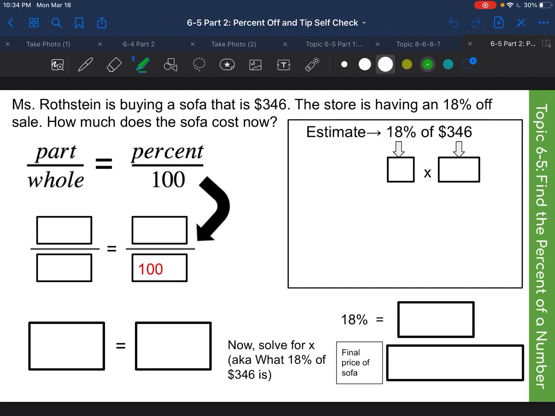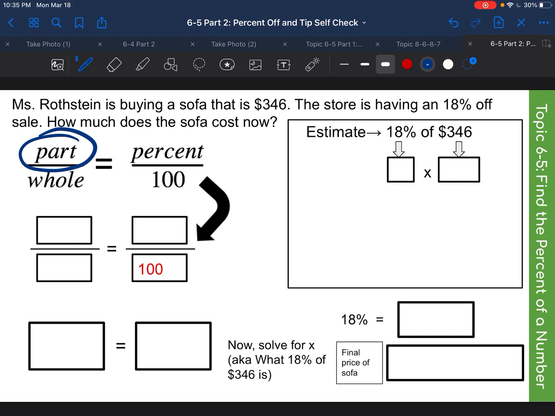Hi, sixth graders. So yesterday we were talking about finding the part, okay? So we talked about how when we were given a percent and a whole, and obviously percents are out of 100, we were able to find that part. Today we're going to be talking about finding the part again, okay?